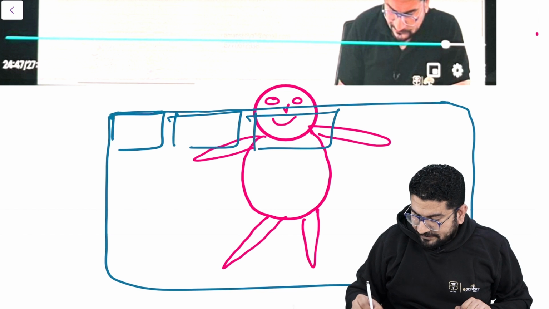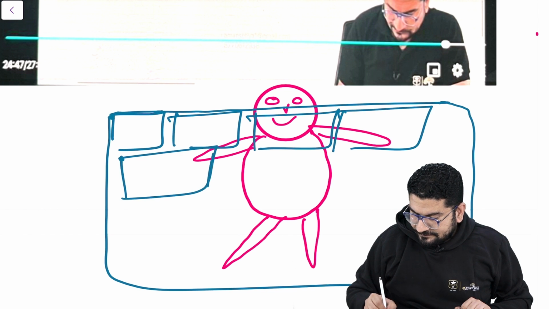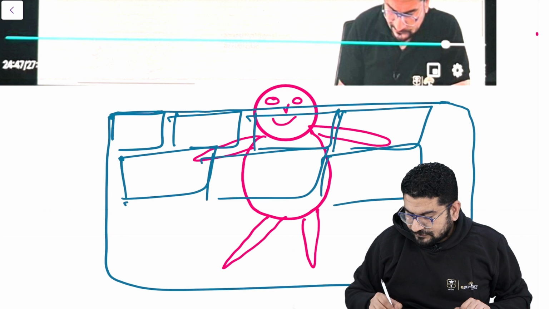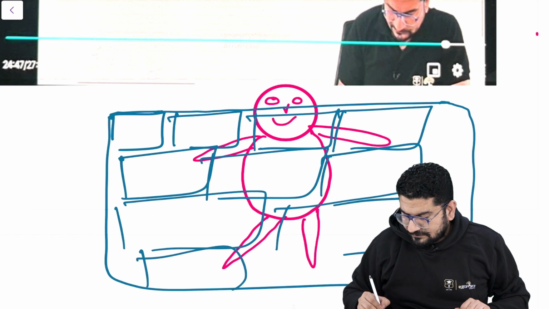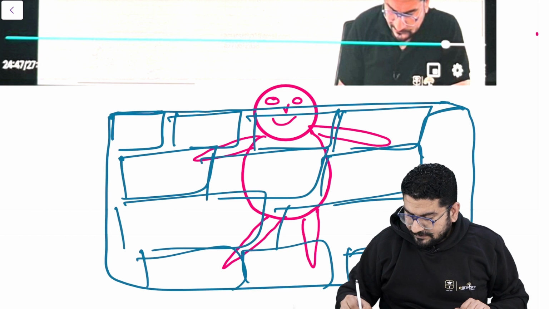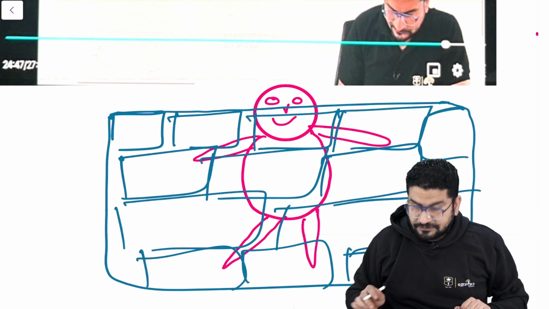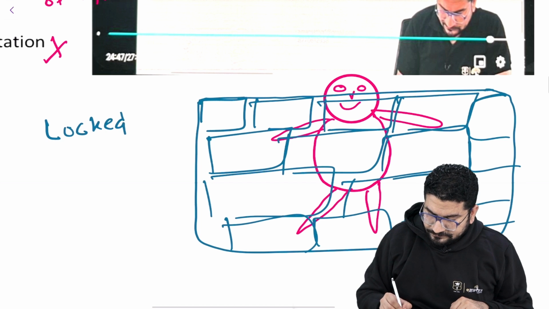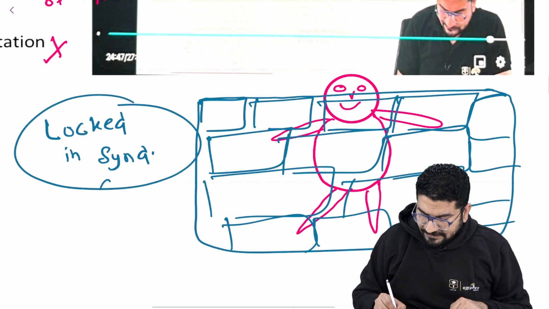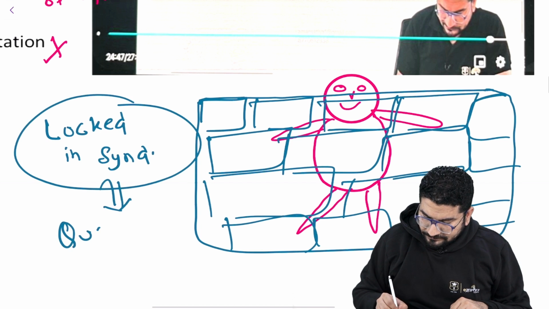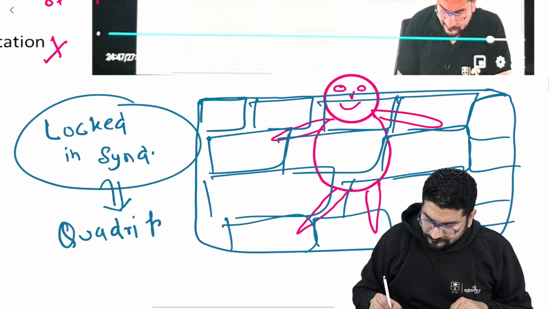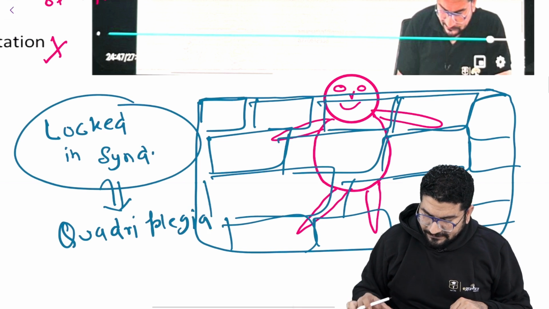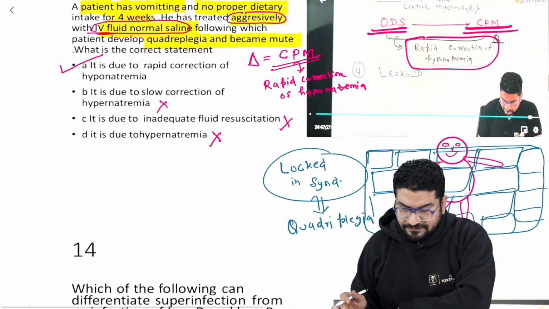So this is like bricks. All muscles are paralyzed. There is quadriplegia except ocular muscle. This is what we call locked-in syndrome. So the patient can develop quadriplegia, and this quadriplegia we see in central pontine myelinolysis. So the answer for this question will be A.